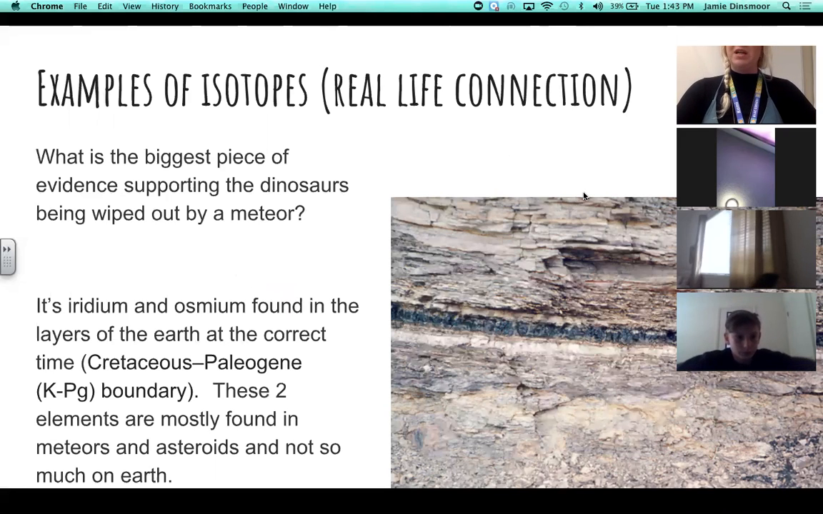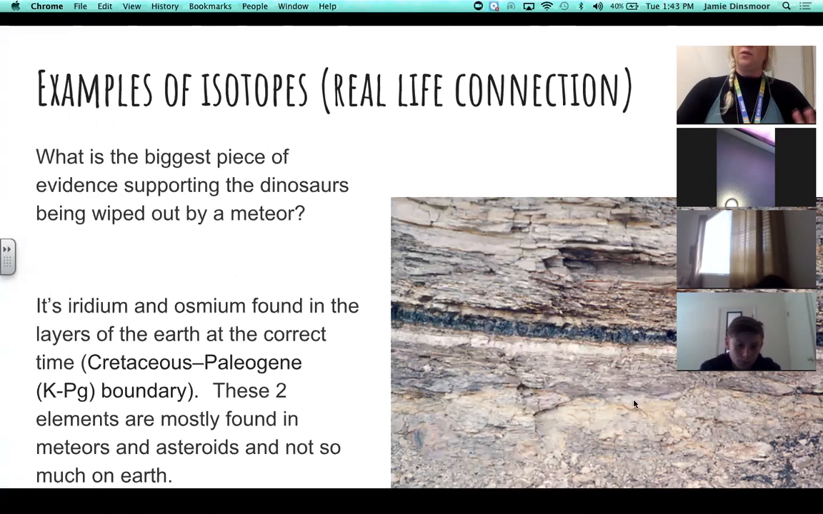But in this case, one of the biggest pieces of evidence that a meteor actually was what wiped out the dinosaurs comes from an isotope, right? Iridium and osmium, which are two elements found in layers of the earth at the correct time, right? So the correct age and geologic time, these two elements are not really found on Earth, right? They exist in very, very tiny quantities. However, in space, they're very common. So in meteors and asteroids, you see tons of iridium and osmium.